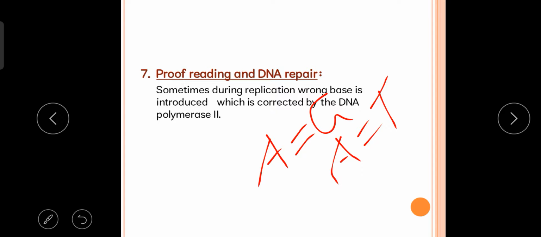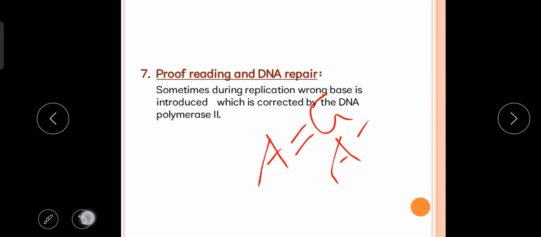In this case the DNA polymerase 2 can correct this wrong base pair. That means it can remove the wrong base pair and join the correct base pair in its place. This is called proofreading or DNA repair, and in proofreading or DNA repair, DNA polymerase 2 is always important.